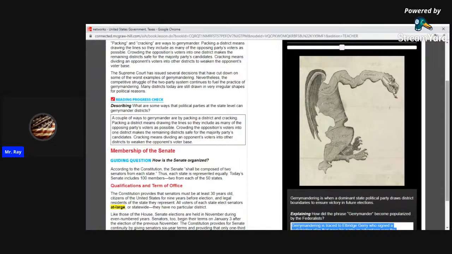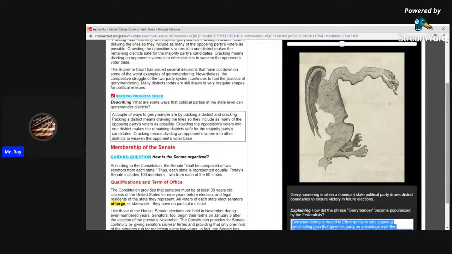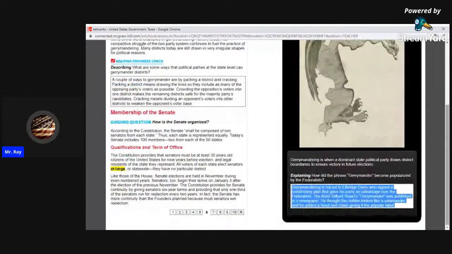And I'll keep my district that has my people and my votes, okay? Packing and cracking. As far as membership to the Senate, how is that organized? Okay, well, to be a Senate member, you need to be 30 years or older. You need to be a citizen for 9 years, and you need to be a legal resident of the state.